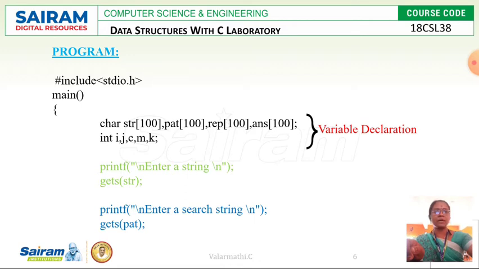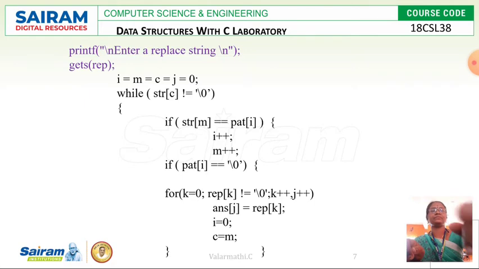Then the second pair of printf and gets is used to get the pattern string, the pattern which has to be searched and, at all its occurrences, replaced. That search string, the pattern string, is also considered as one input, and it is also read with a pair of printf and gets.